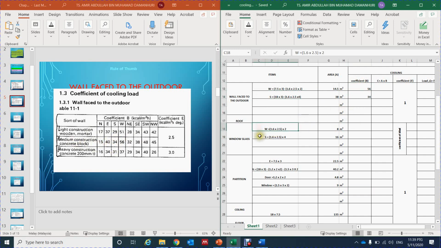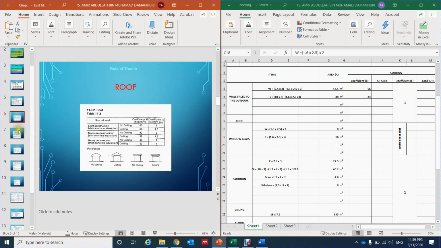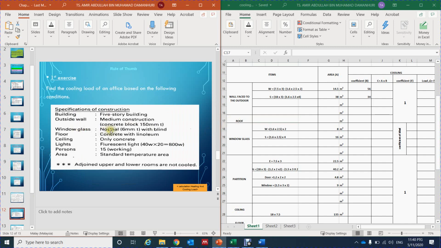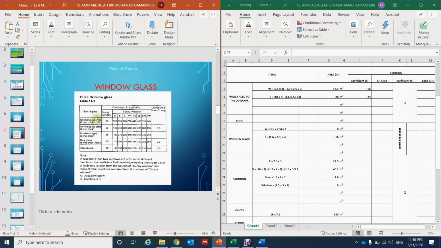And then the window glass here. Then we go to the table of window glass here. For the roof, it doesn't have a roof because it is on the second floor of a 5-story building. So for the window glass here, refer back to the specification of the building. It is normal 6 mm thickness with blind. So going into the window glass here, we have the blind here. So it is normal 6 mm thickness.